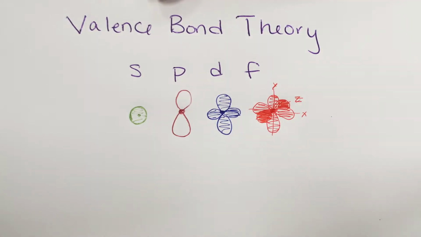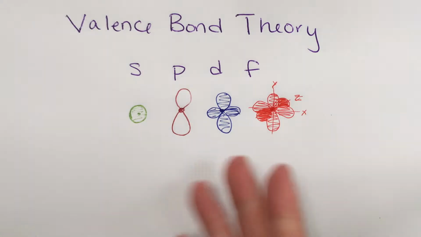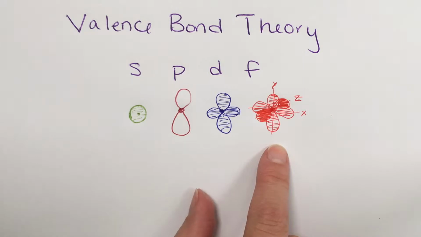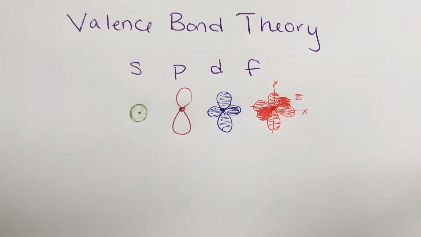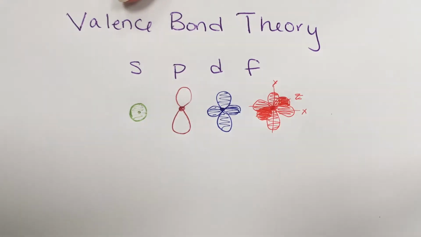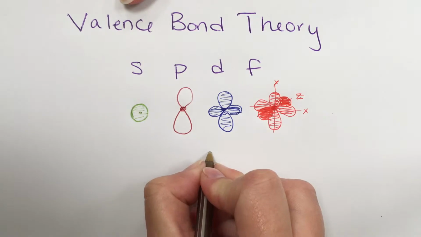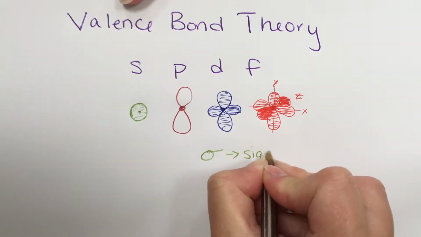So that's what we've learned already this school year. I understand you might have forgotten some, so that's why we're reviewing. Valence bond theory has to do with these orbitals overlapping each other to form bonds. So that's what valence bond theory really is. An example of these bonds overlapping is creating a sigma bond.